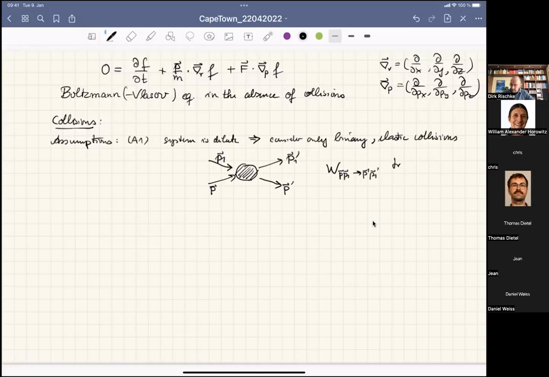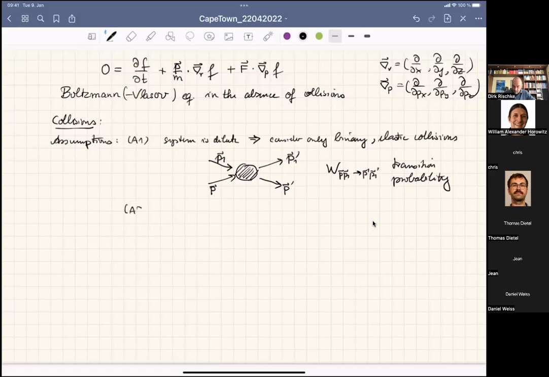Let me call this the transition probability for this collision process. So I don't want to introduce cross sections at this point. You can do this, and you can look this up in the literature if you like. But I can dispense with this in the simple treatment.